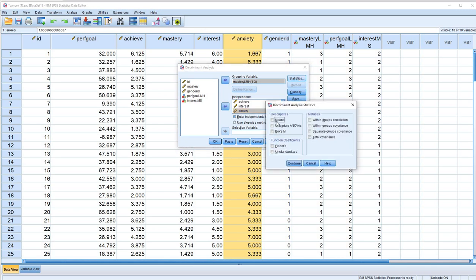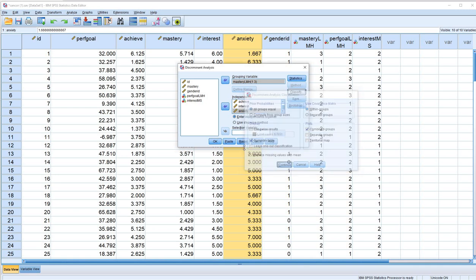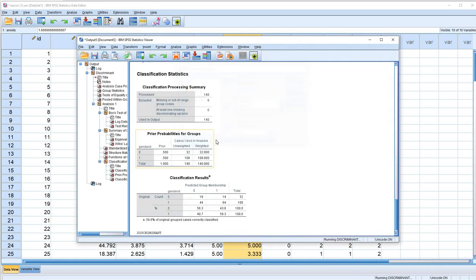And then we'll click on Statistics. We can ask for the same things that we had asked for before. We'll click on Continue here. Then under Classify, we'll go ahead and click on our summary table. And now that we have more than a single discriminant function that's going to be produced, we can also plot out the discriminant functions by clicking on Plots, Combined Groups right here. We'll click on Continue and then on OK.